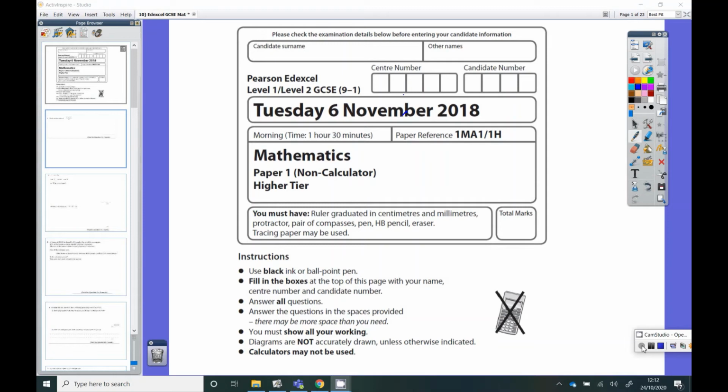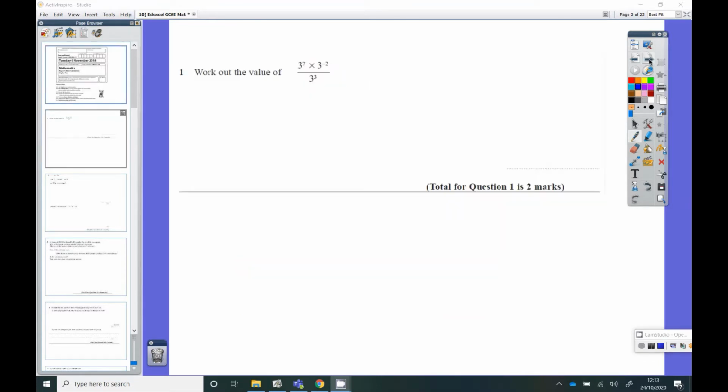So this is the Edexcel GCSE paper, Tuesday, 6th of November 2018. Question 1. So just on the index laws. So for the numerator, 3 to the power of 7 multiplied by 3 to the power of minus 2. When you're multiplying, you add the powers. 7 added together with minus 2, so 7 minus 2 is 3 to the power of 5.